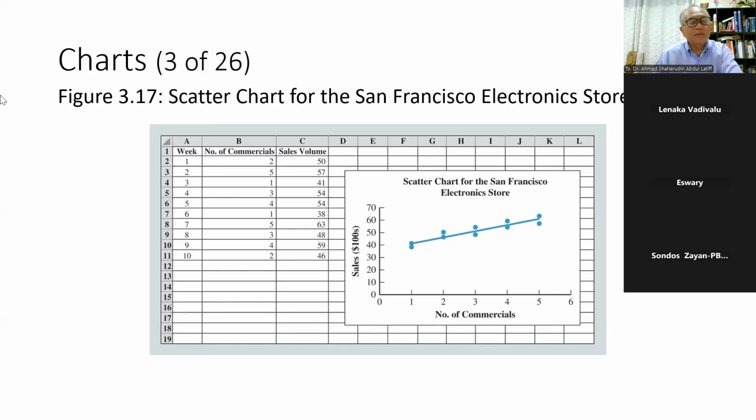This is variable one, number of commercials, and sales volume. Yeah, number of commercials, which is the X, and sales volume, which is the Y. So between two variables, we measure the relationship between the number of commercials and sales volume. So you have this versus this. Yeah, so you can see the relationship between this and this. When you draw the line, you will get a line chart. So it measures the relationship between two variables. Okay.